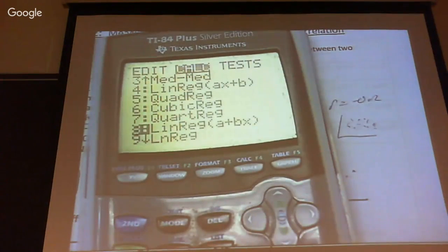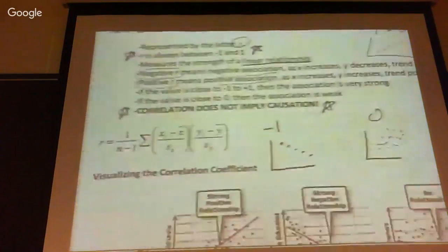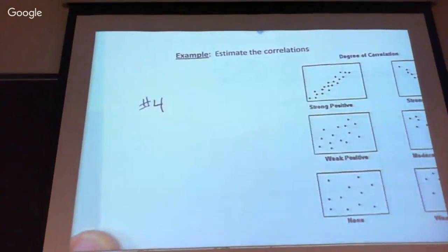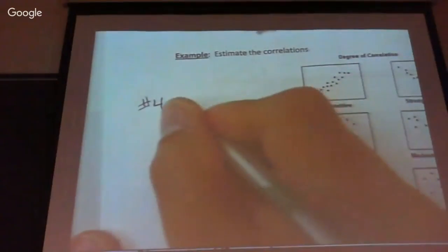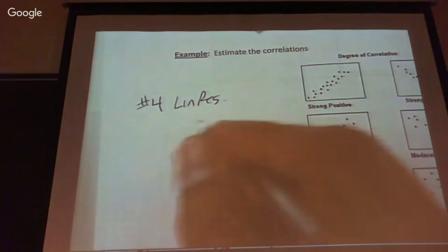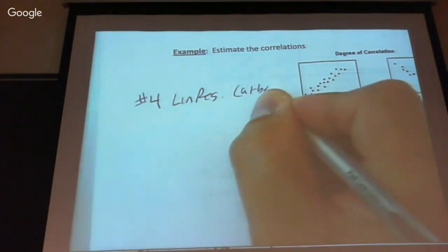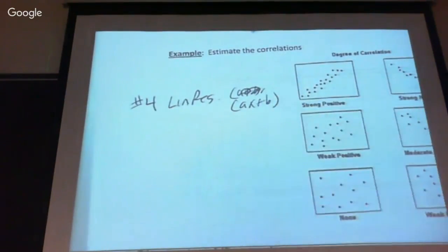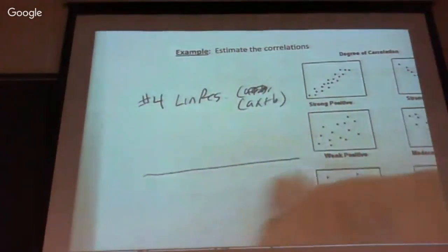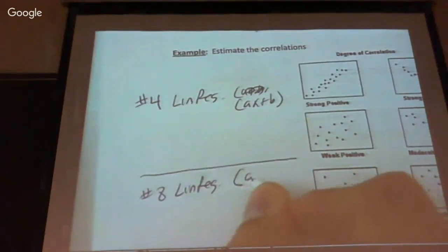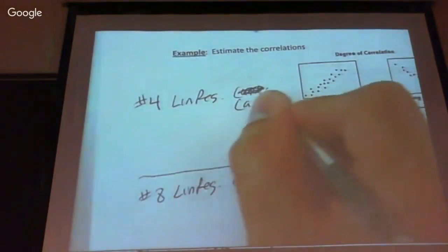Now, if you're looking closely, you'll notice that there's a number 4 and there's a number 8. So let's take care of that right now. Again, they have all these pictures of correlations and stuff. But let's take care of that right now. Number 4, linear regression says ax plus b. Number 8, linear regression, says a plus bx.